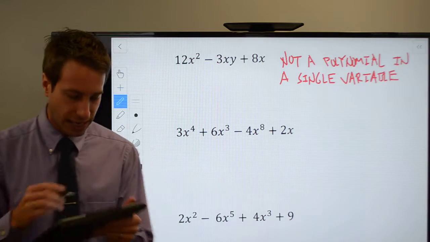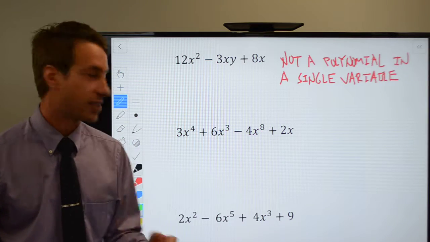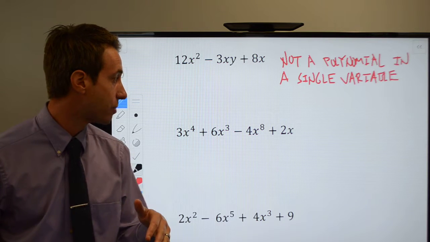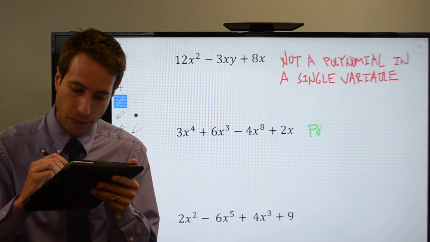So we go ahead and move on to the next one. I take a quick look at it. I notice that all of my variables are the same. I don't have any square roots or radicals. I don't have division by a variable, and none of my exponents are negative. So this one is a polynomial.